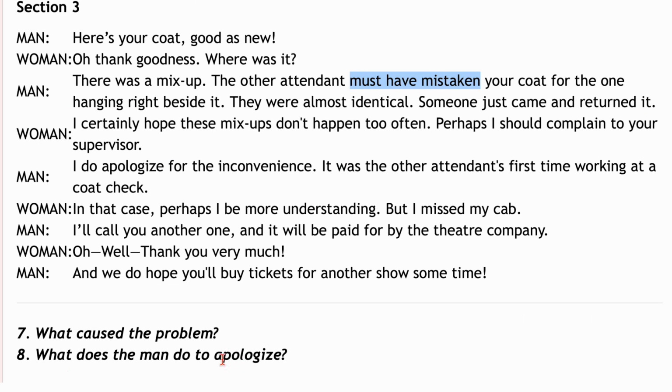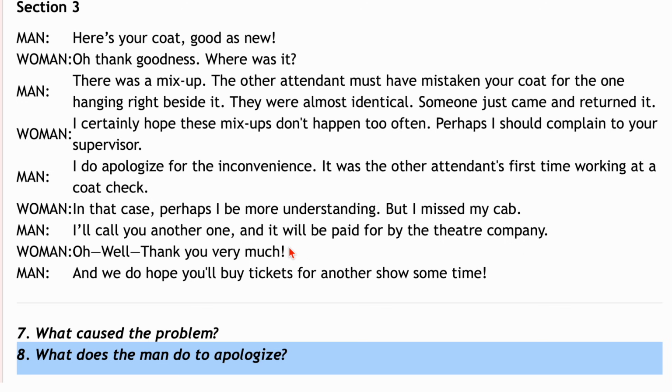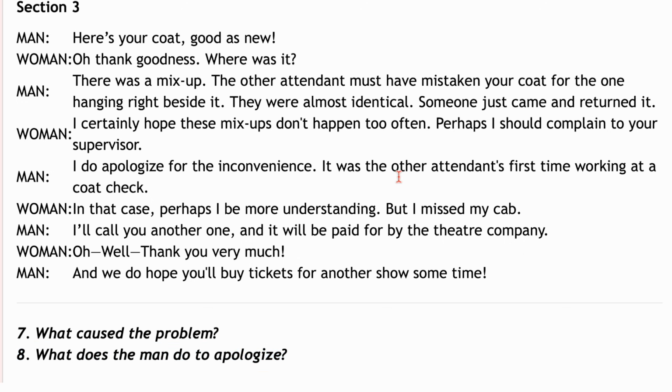What does the man do to apologize? Okay, well, I think that, let's look, he offered her a taxi ride. I do apologize for the inconvenience, the problem. It was the other attendant's first time working at a coat check. In that case, perhaps I'd be more understanding, but I missed my cab. I'll call you another one and it will be paid for by the theater company. Okay.